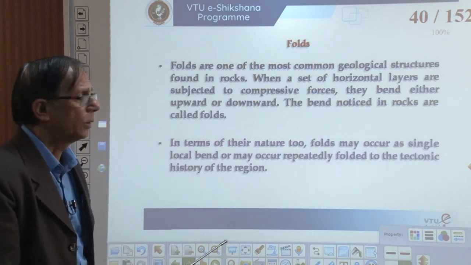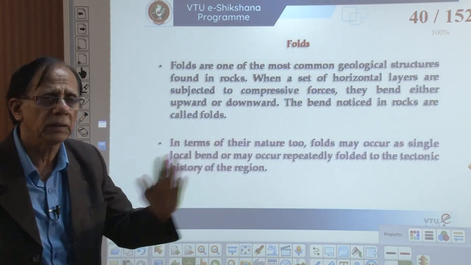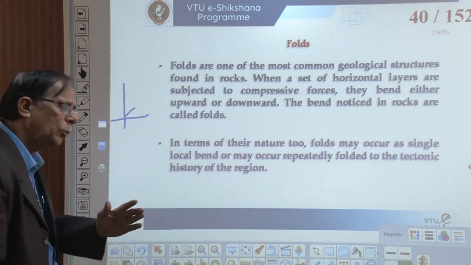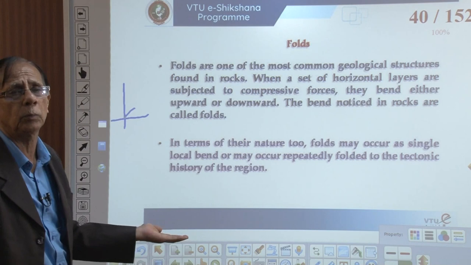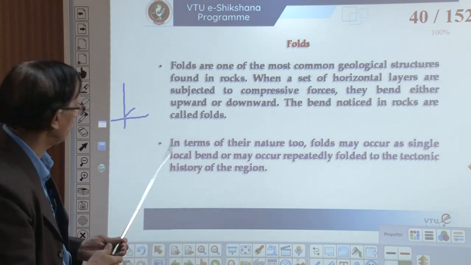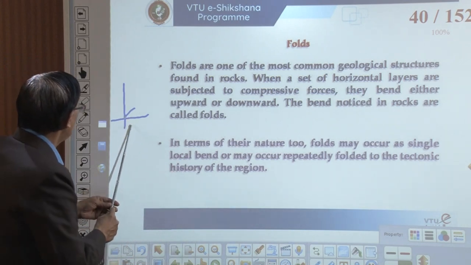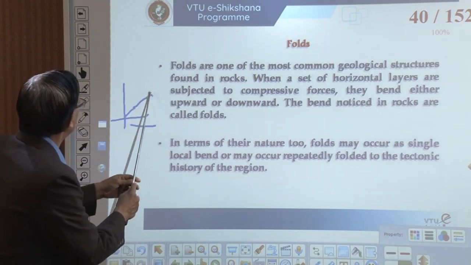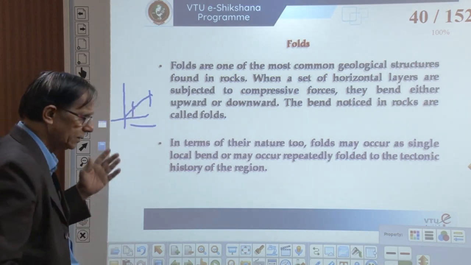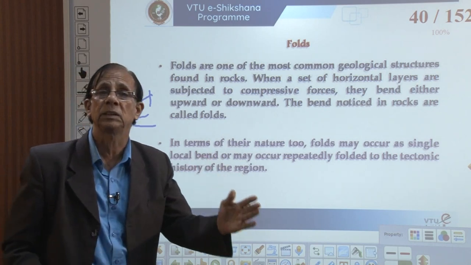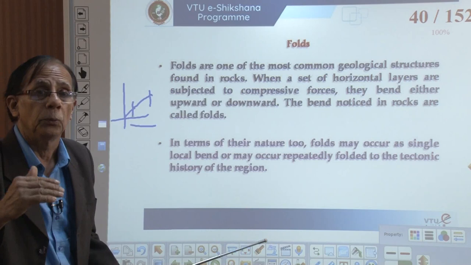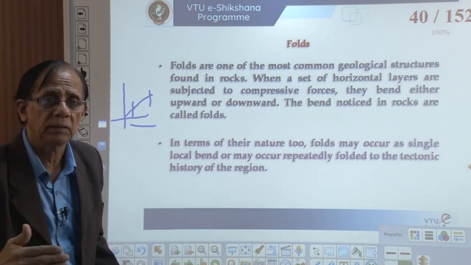Yes. Now, just now I have mentioned elastic. When you remove pressure, it comes back to normal, and therefore no permanent features are recorded in the rock. If we apply pressure, they yield, and even if you remove the pressure, they do not come back. That is a kind of plastic stage deformation. Folds are one, it is a kind of plastic stage deformation.